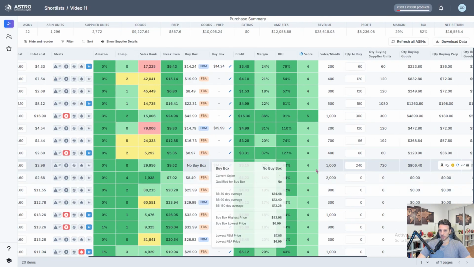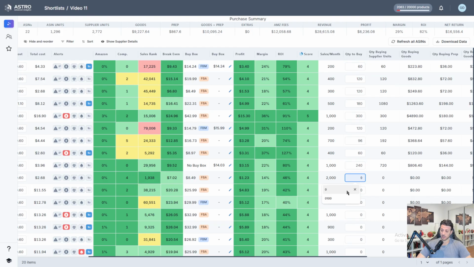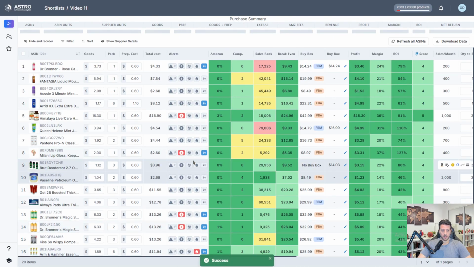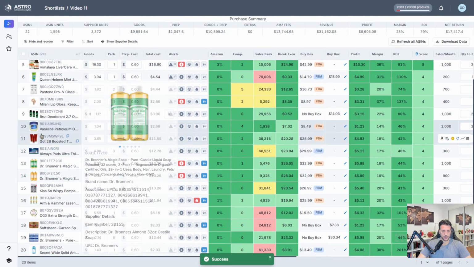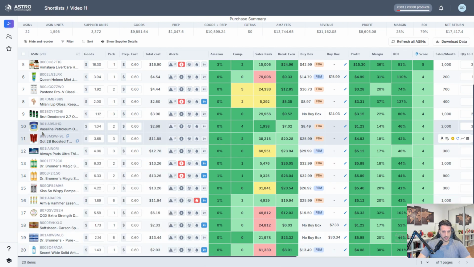I think 400 is too much to buy, so I'll probably buy around 240 again. I think maybe 300. 300 could be okay. So that's what we're looking at right now. So we're now at our last 10. So this is a 3-pack.